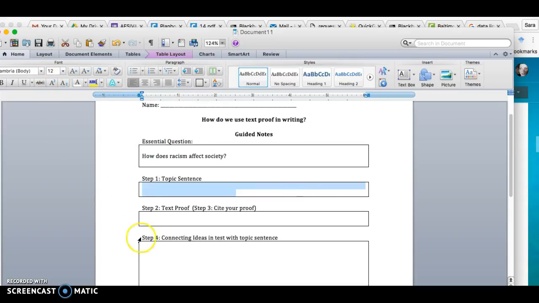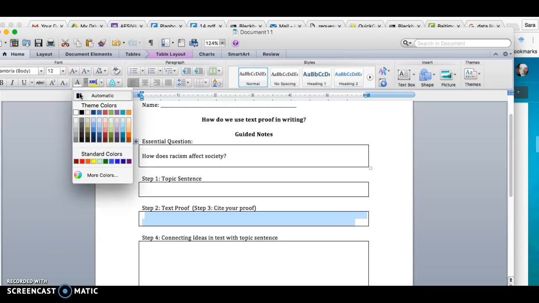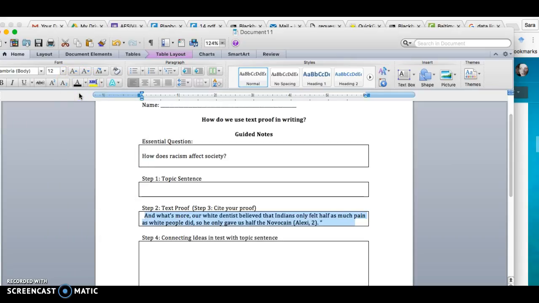So the first thing we need to do is decide on our text proof. And as of yesterday, you guys know I gave you some text proof. So you can pick one of those and use it. And we have one such piece of text proof right here. Oh, because it wants to be white. So I've picked a quote from page 2. "And what's more, our white dentist believed that Indians only felt half as much pain as white people did, so he only gave us half the Novocaine."